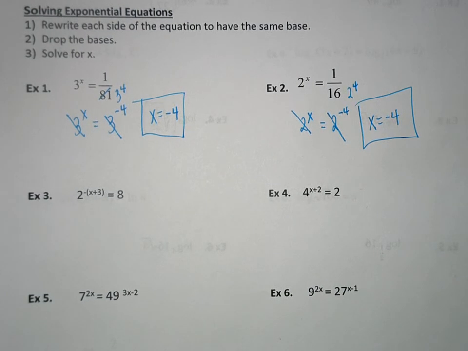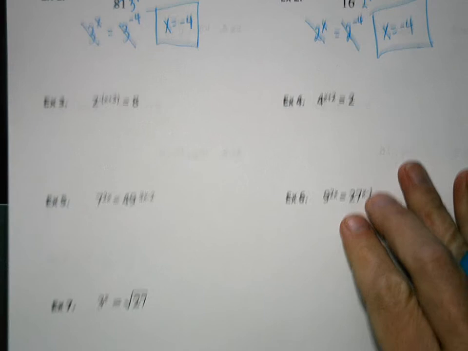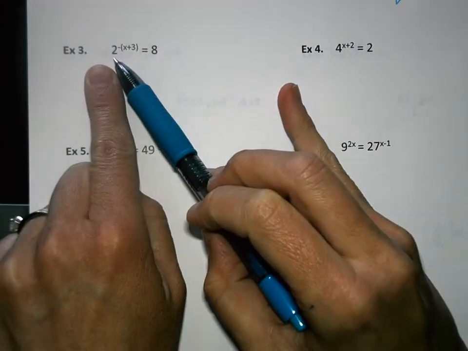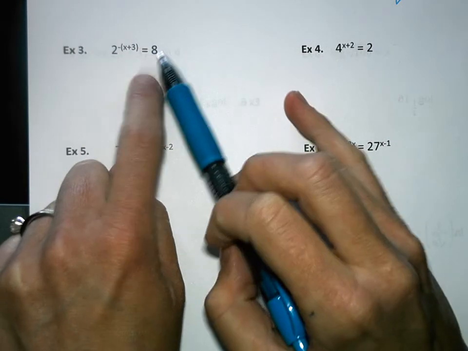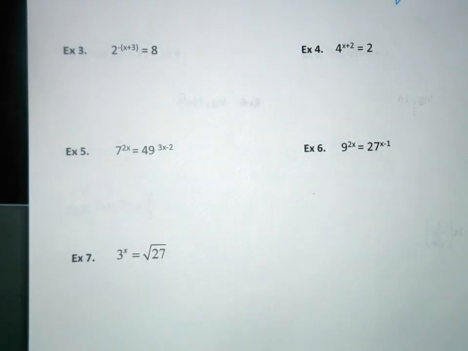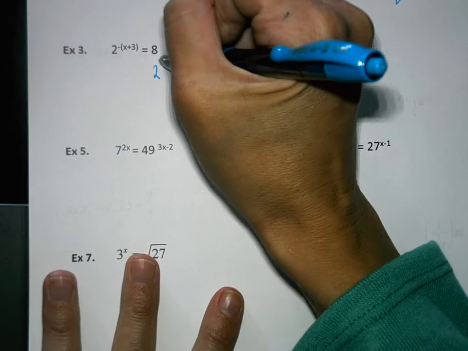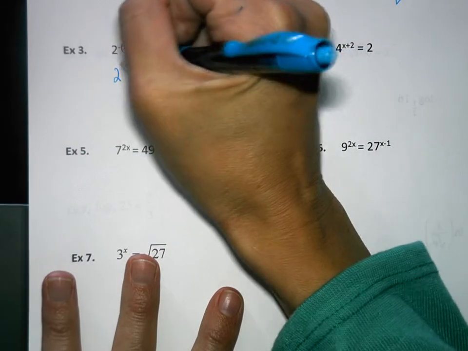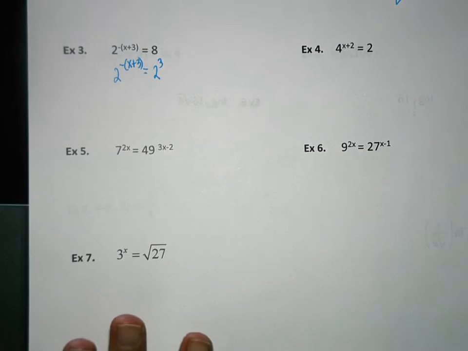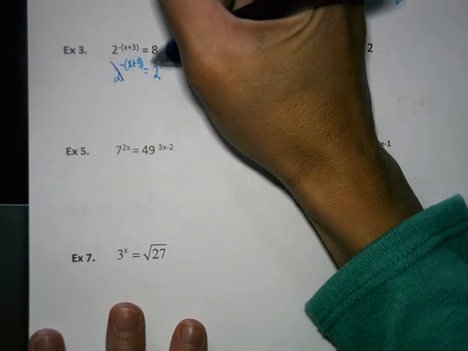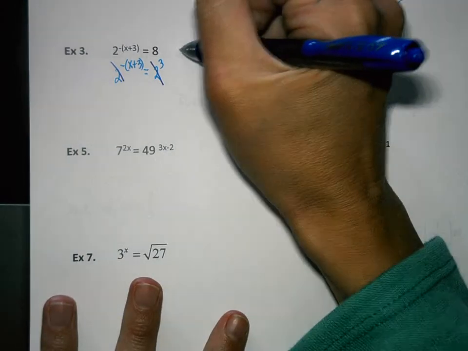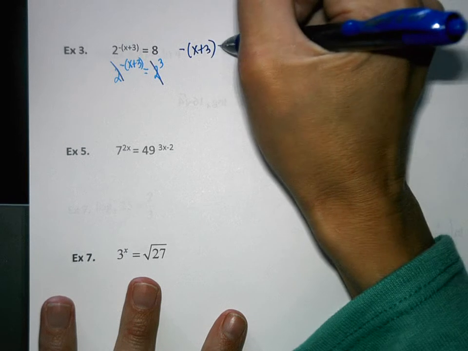Any questions? Okay, example 3. Looking at this, I can't change 2 into an 8, but can I make 8 into a 2? Yeah. Okay, so 8, we would change 8 to be what? 2 to the 3rd. Very good. 2 to the 3rd power. And then I have 2 to the negative, and then it's x plus 3 in parentheses. The 2's now can be canceled out because now they're at the same spot like bases, and now we have an equation to solve. I have negative x plus 3 in parentheses equals 3.